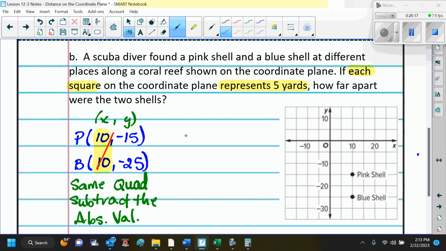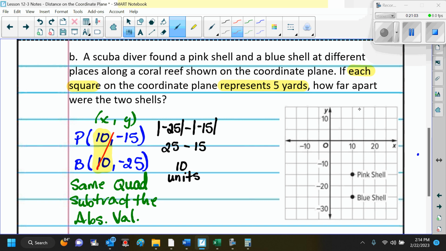So let's write the absolute value of negative 25 minus the absolute value of negative 15. So that's going to give us 25 minus 15, which gives us 10 units. And if you look over here, you can see again we're counting by fives. That's 5, 10. That's 10 units apart. Okay? Now, that big minus little thing, you should make sure you can subtract the big minus little, especially when you're subtracting. Big minus little. Okay?